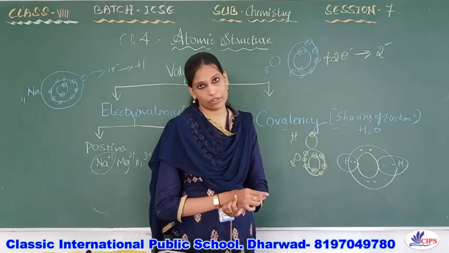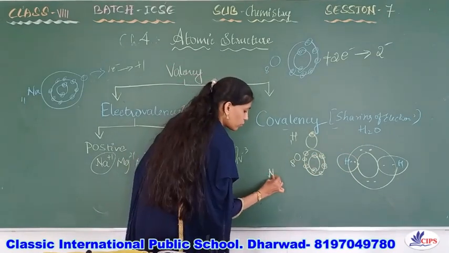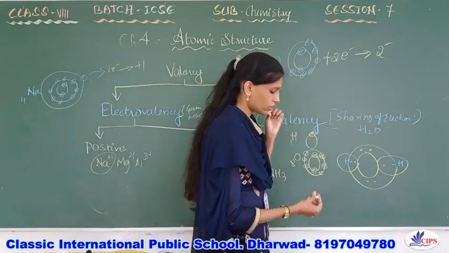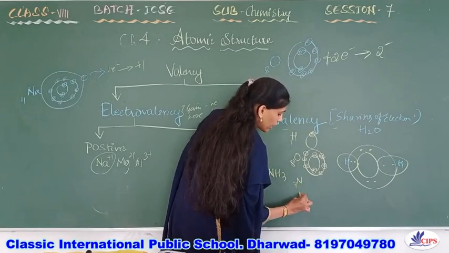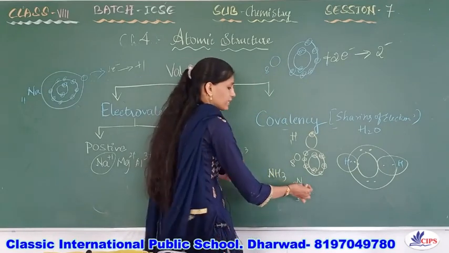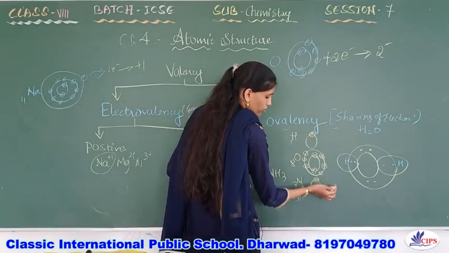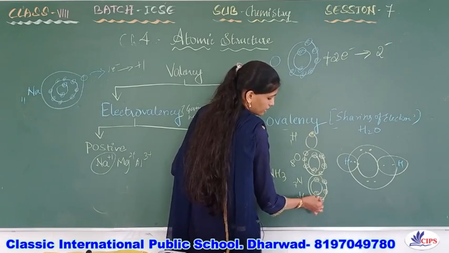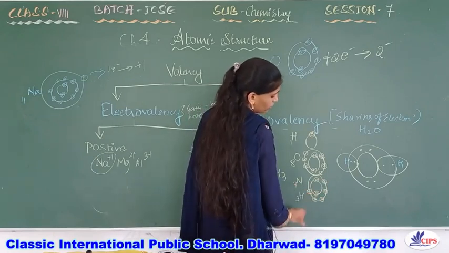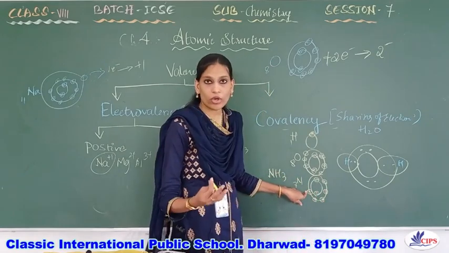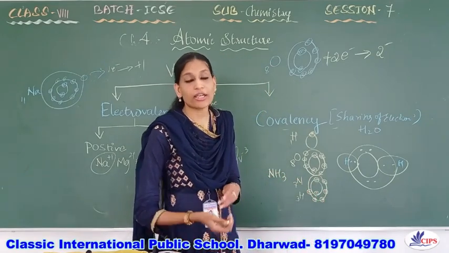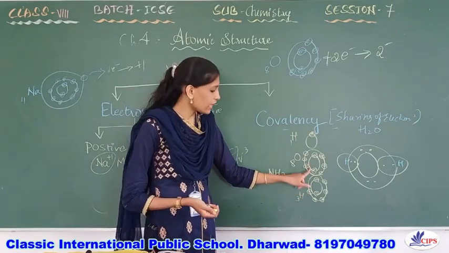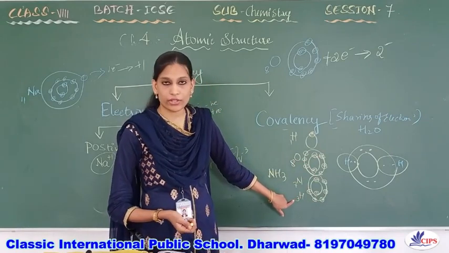Okay, sharing of electrons. Similarly, one more example I will give you, NH3, ammonia. The atomic number of nitrogen is 7, hydrogen is 1. So in the outermost orbit, how many electrons should be there? 1, 2, 3, 4, 5, 6 and 7. So here 1, 2, 3, 4, 5. How many more electrons are needed? 3 more electrons are needed. Those 3 electrons which are lacking in nitrogen will be shared by 3 atoms of hydrogen.